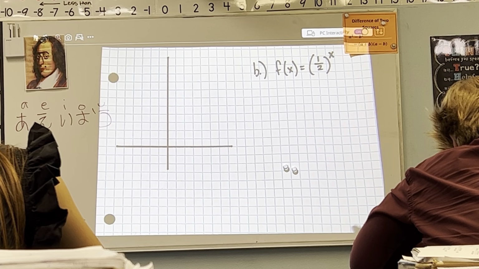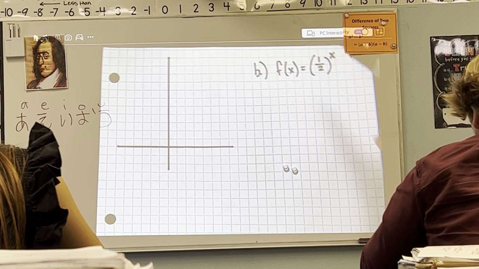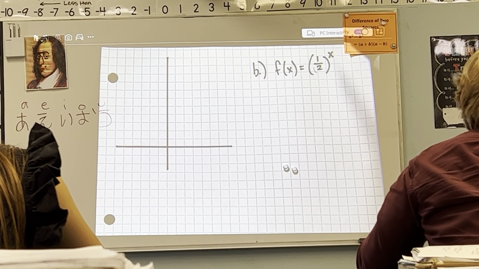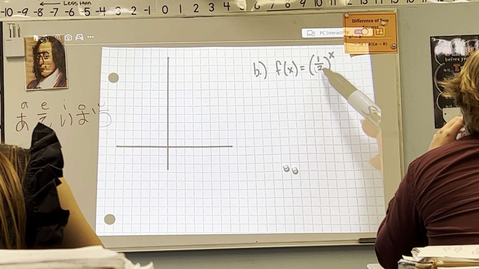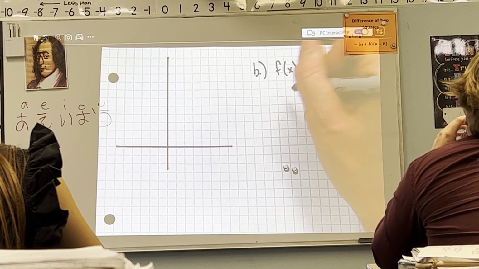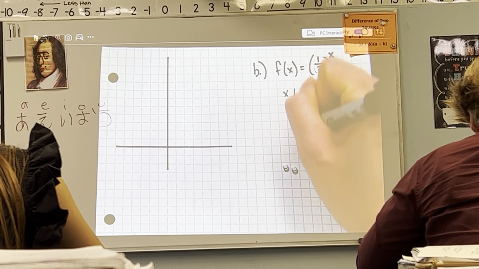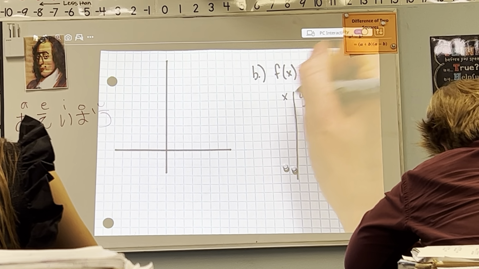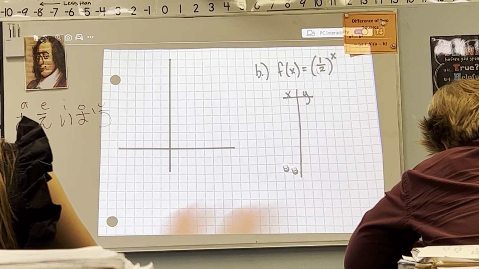Okay, so this one's decay because this is a fraction, okay? The other one was growth, this one's decay because this is 1/2 in here. So we're gonna graph this one. Because this is literally the reciprocal of the other one, we did 2 and now we're doing 1/2, all these answers will just be flipped.